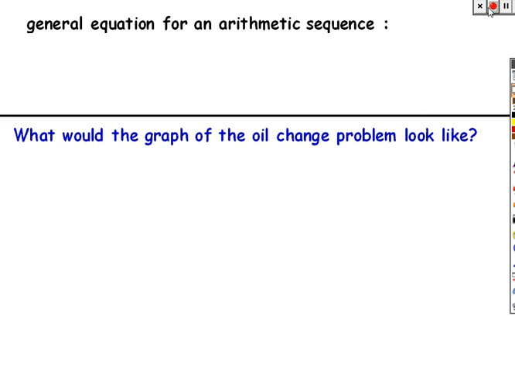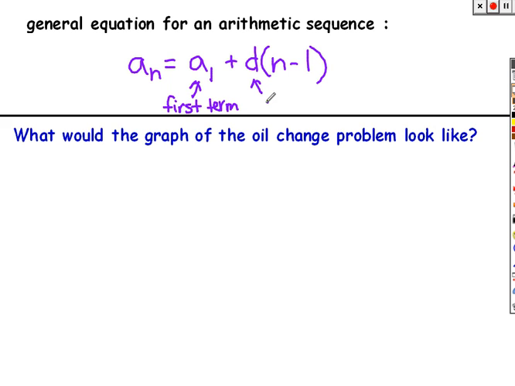So in general, using that table that we just developed, if I want to find the nth term of any arithmetic sequence, I can take the first term and add on that constant difference n minus 1 times, because the nth term is n minus 1 terms after the first term. So this is the first term, and D represents that constant difference.